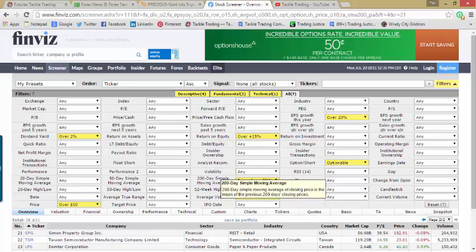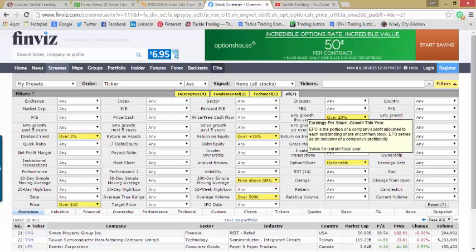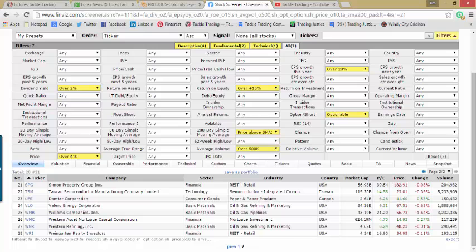I made sure that the stock was above the 200 simple day moving average, so we're not looking at stocks in a long-term downtrend. I did the average volume over 500K a day, made sure that there were options available, and that the earnings per share were growing 20% this year. So we added those filters. It gave us 28 companies.